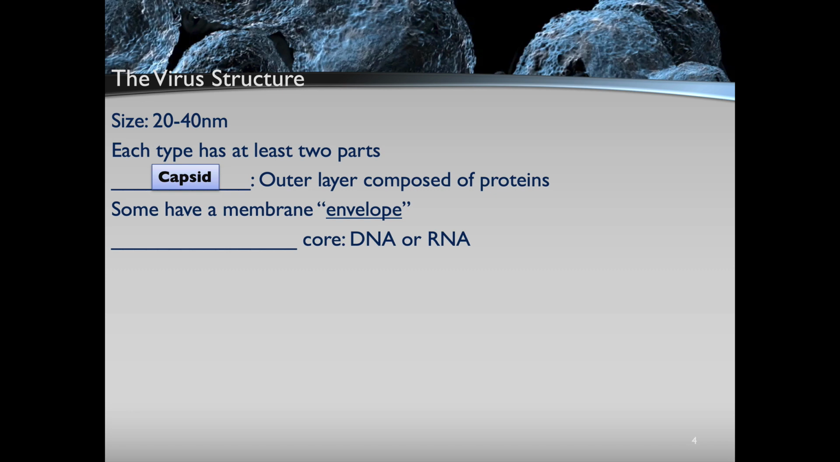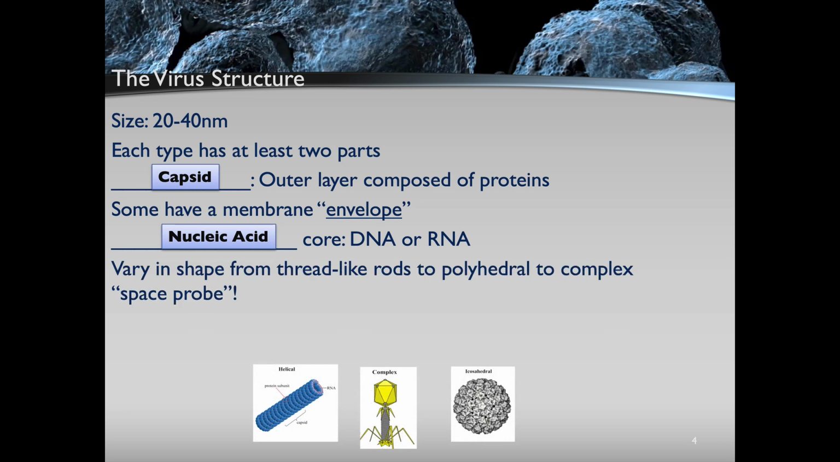The capsid is the outer layer composed of proteins. Now, some viruses will have a membrane envelope on the outside of those capsids as well. However, both types will have nucleic acid cores, which means that it has genetic material, nucleic acid, DNA, or RNA inside of each viral particle.